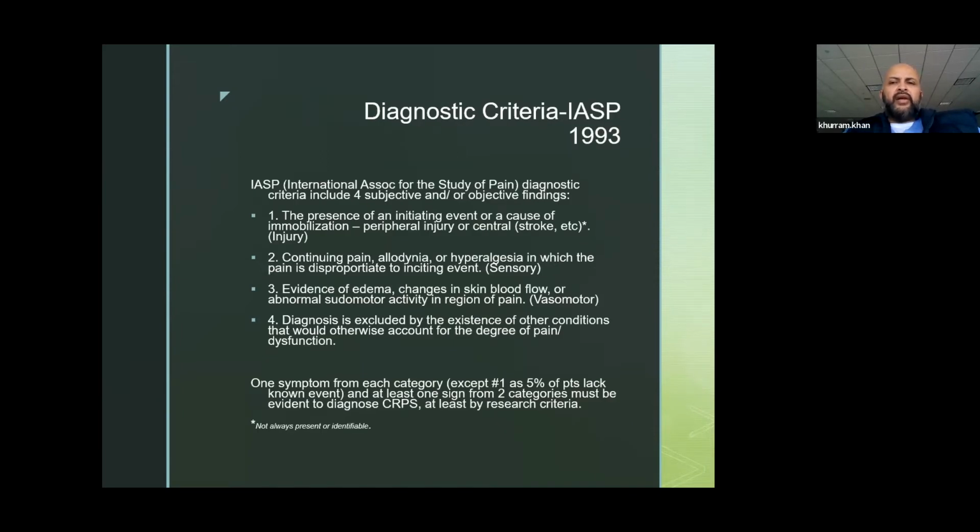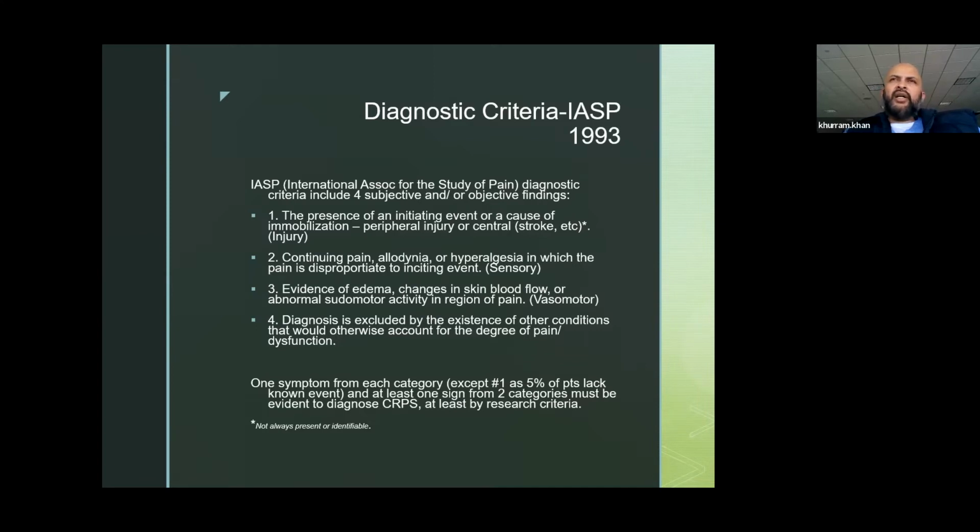So this is the diagnostic criteria which was issued by the International Association for the Study of Pain. It was a bit cumbersome. It was more generalized. The cause was there, that there should have been an initiating event, and there should be allodynia or hyperalgesia, as we talked about earlier, the sensory allodynia and hyperalgesia, vasomotor phenomena. And then you have to choose one symptom from each category.